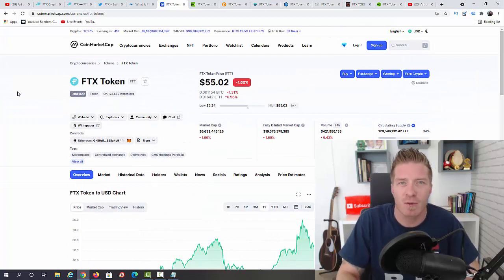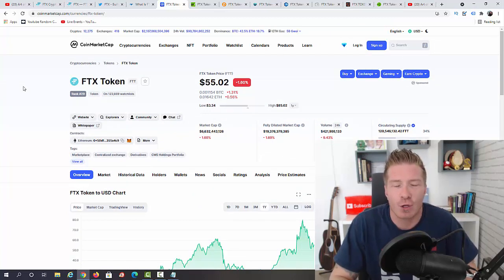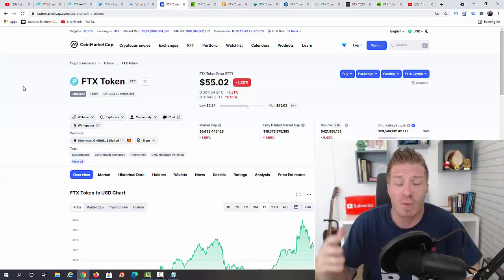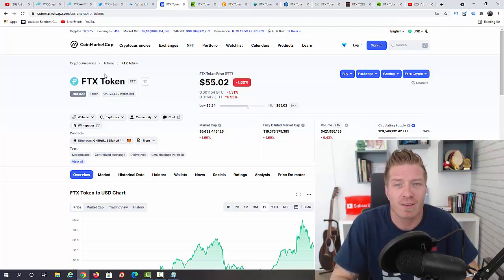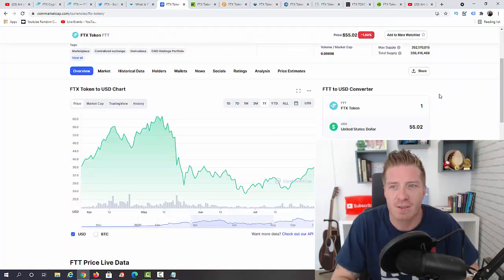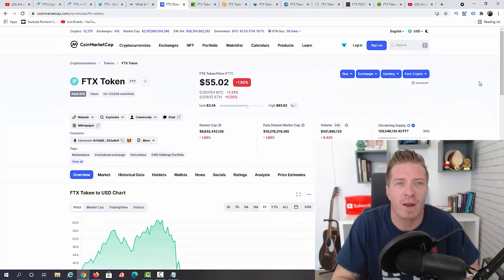Again, FTX is one of the biggest exchanges out there and a ton of people are using it. And the more people use it, the more FTT tokens are being used as well. So guys, on coinmarketcap.com, as you can see, you have the website, the explorers, the community, the chat, the white paper, if you want to check it out, all the charts and everything else. So do check it out for more information. And right now, let's go with the price predictions.